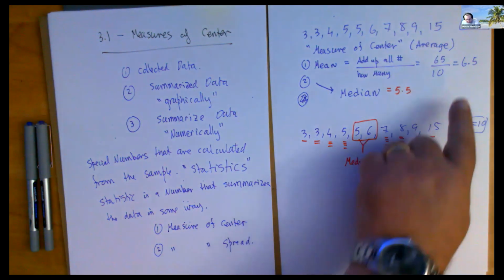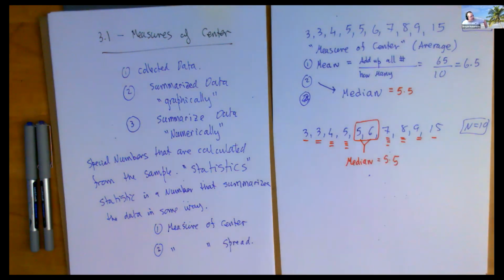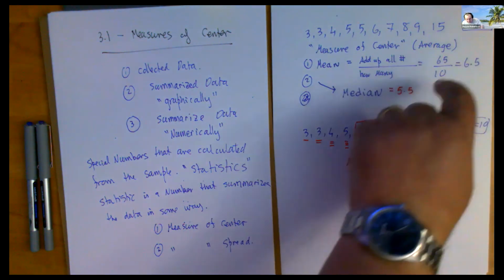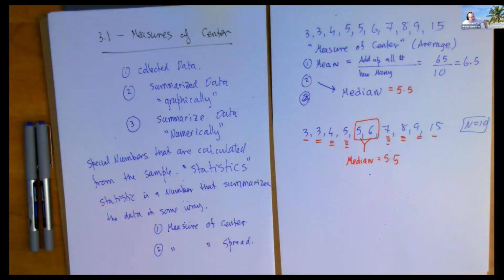Now, do you notice that the mean and the median are not the same? There's no reason why they should be the same. Sometimes they are, but more often than not, they are not. Aren't they both trying to tell you the typical person in the middle, right? The typical number in the center of your data.